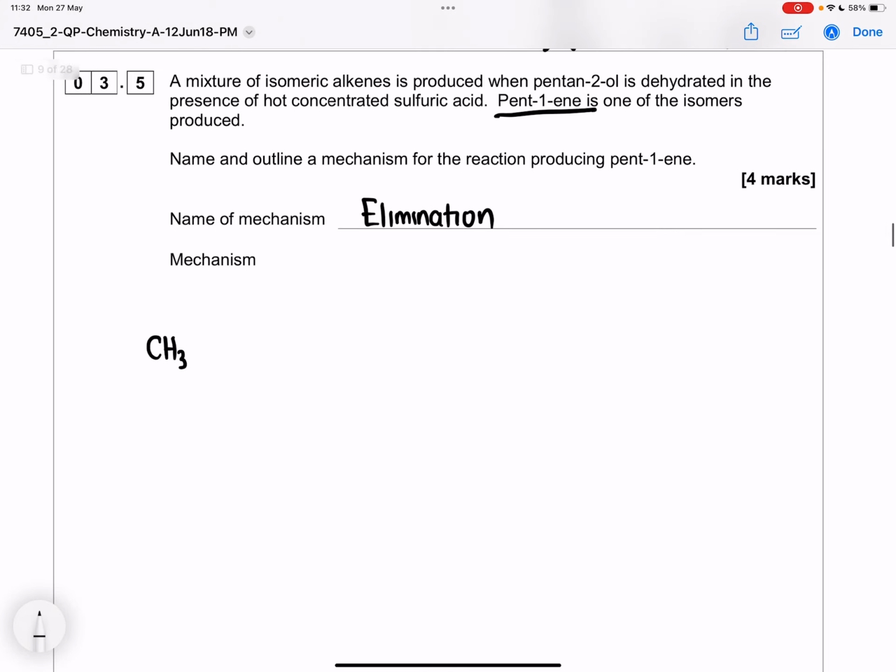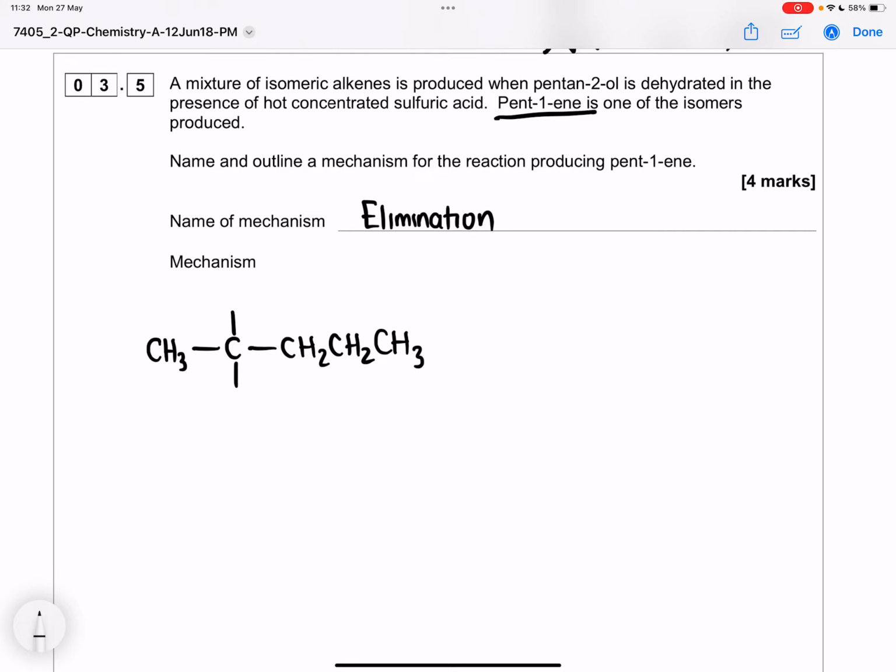So it wants us to draw out our mechanism. Just going to draw out the functional group carbon to start off with. 1, 2, 3, 4, 5. And put our alcohol group on. I'm going to put a lone pair on there. Off it goes to pick up a proton from the acid catalyst.